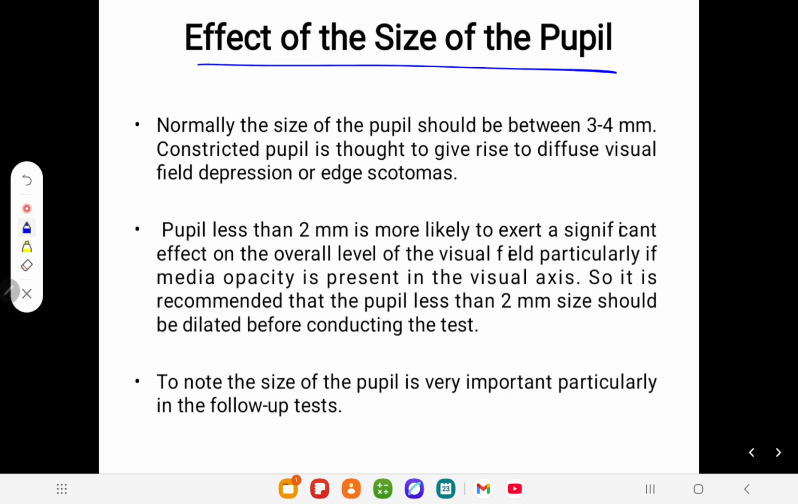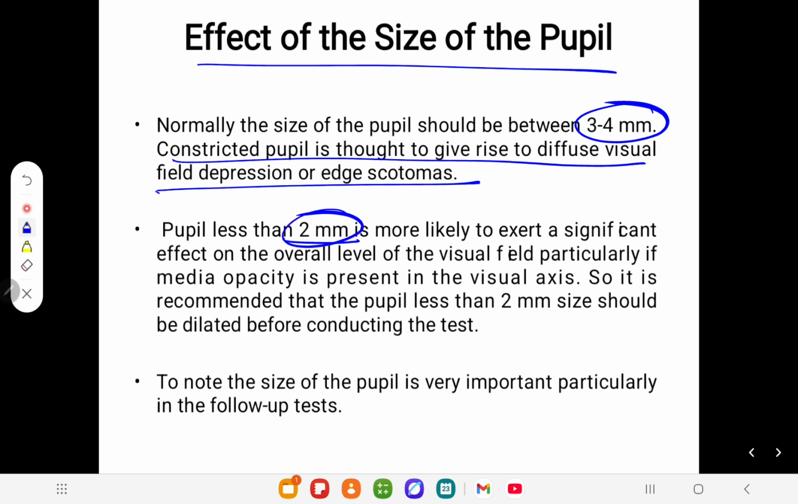Effect of the size of the pupil. Remember this: normally, the size of the pupil should be between 3 to 4 mm. A constricted pupil is thought to give rise to diffuse visual field depression or generalized scotoma. You will definitely be asked about constriction, especially constriction less than 2 mm. If there is less than 2 mm constriction and there is also a media opacity, especially in the visual axis, it will definitely be problematic. So it is recommended that if the pupil is less than 2 mm, the patient should be dilated before conducting the test.